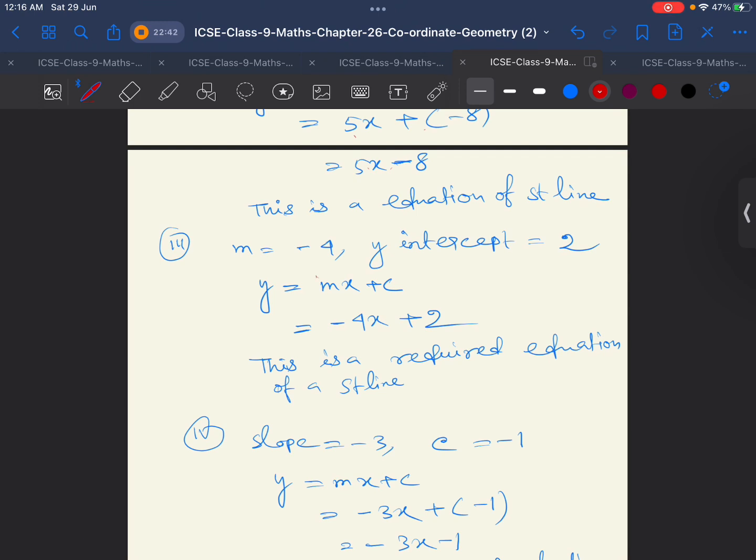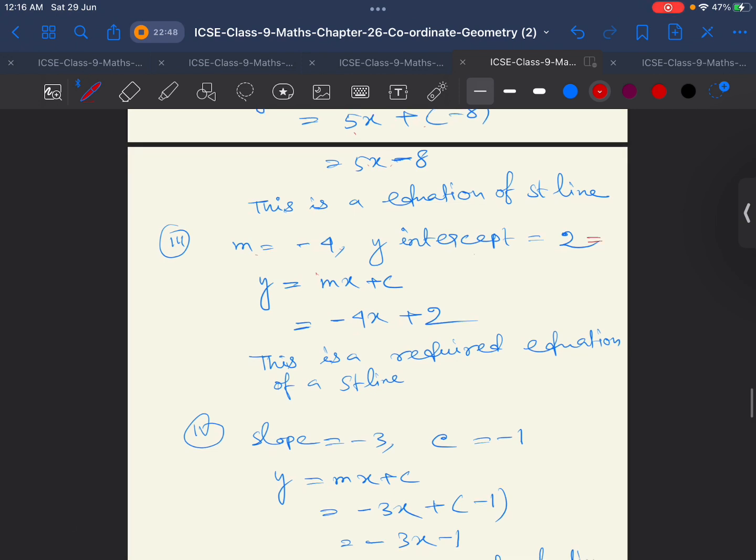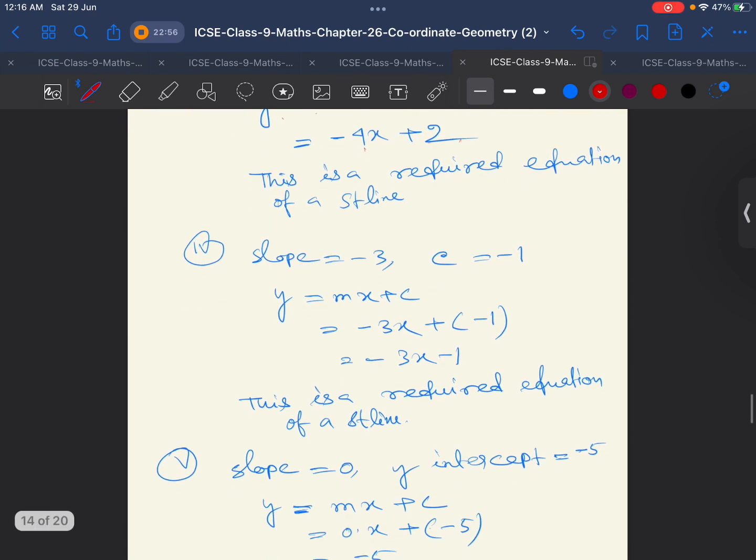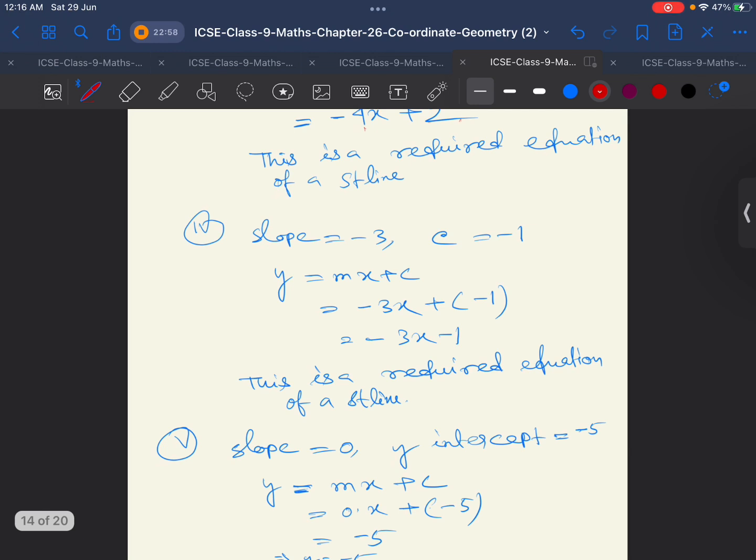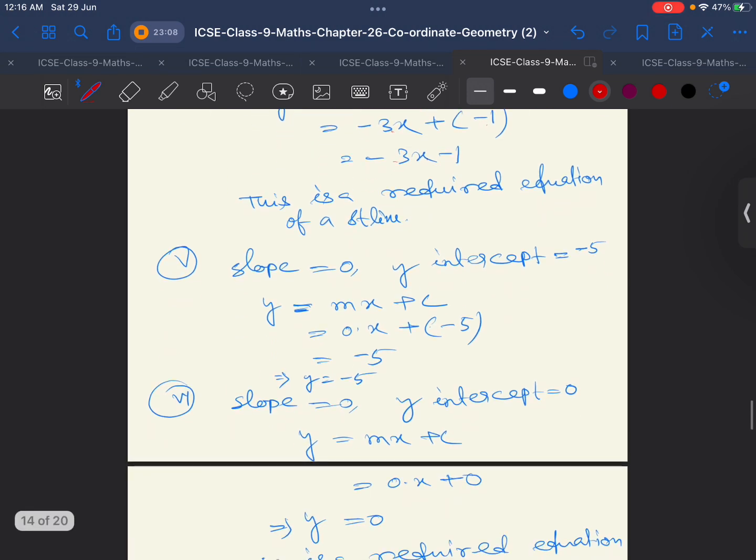And question number 3: slope minus 4 and y-intercept 2. So here m is minus 4 and c is 2. So y equals mx plus c, that is y equals minus 4x plus 2. This is the required equation of the straight line. Question number 4: slope minus 3 and y-intercept equals minus 1. So we can write y equals mx plus c. Here m is minus 3 and c is minus 1. So y equals minus 3x minus 1.